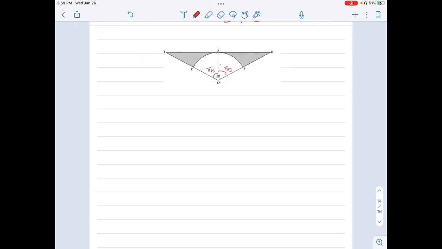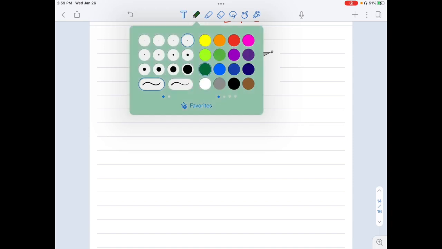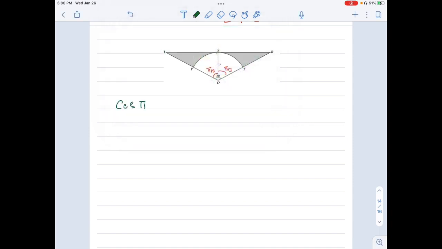So I use cos pi upon 3, which is adjacent side r, and hypotenuse is nothing but OA, either OA or OB. So cos pi by 3, cos 60 is 1 upon 2, is equal to r, 6, upon OA. So OA is going to be 12. So OA is 12, so OB also is going to be 12.